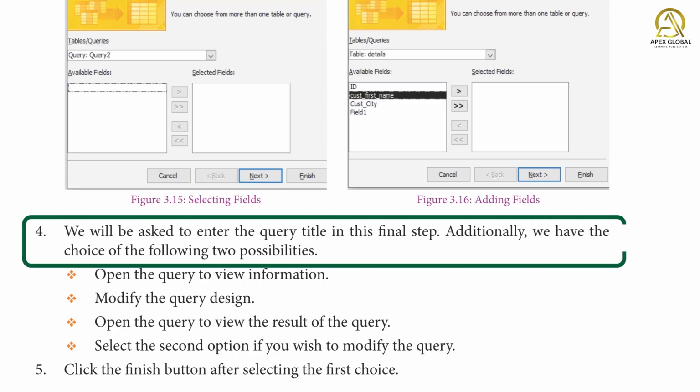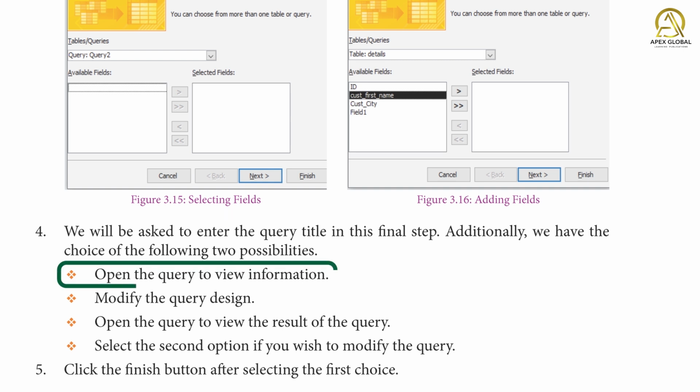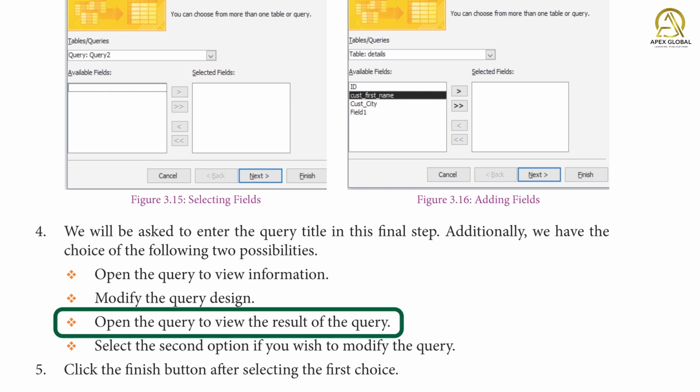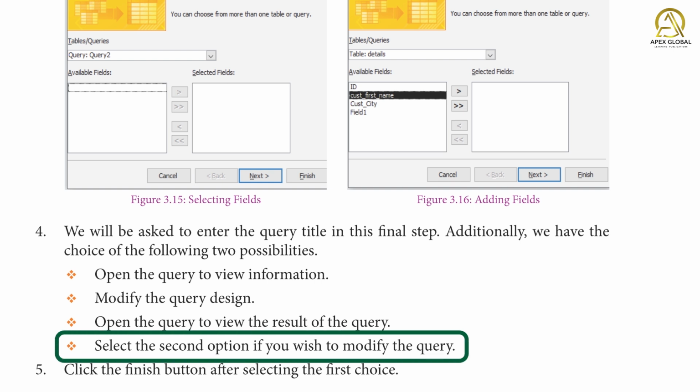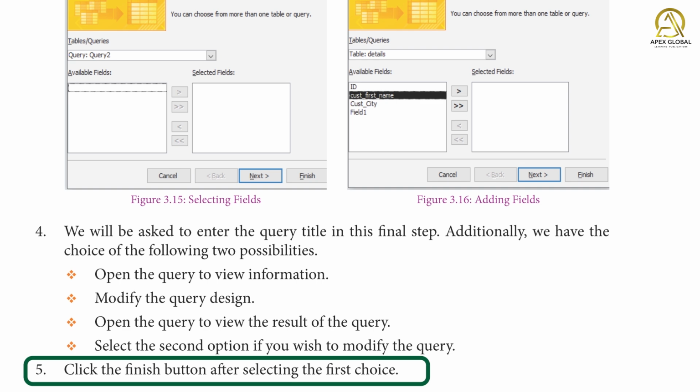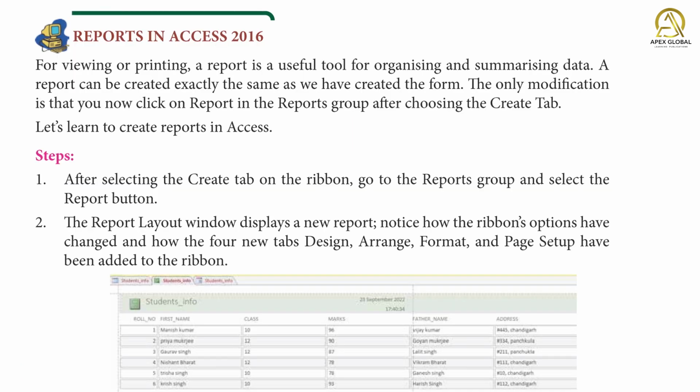4. We will be asked to enter the query title in this final step. Additionally, we have the choice of the following two possibilities. Open the query to view information. Modify the query design. Open the query to view the results of the query. Select the second option if you wish to modify the query. 5. Click the Finish button after selecting the first choice.